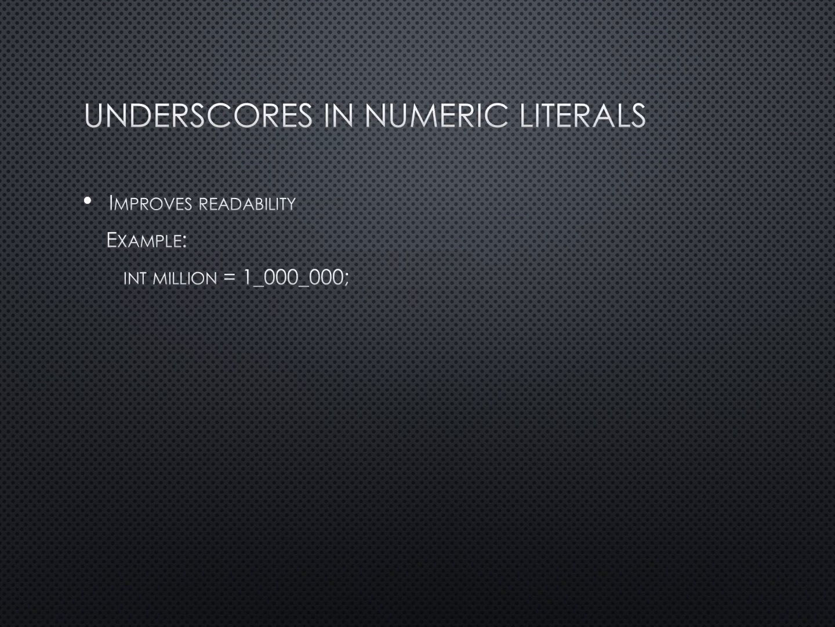The next one is the underscores in numeric literals. To make large numbers more readable, Java allows underscores in numeric literals. For example, instead of writing 10 lakh, we can write 1_00_000. Both mean the same thing, but the second version is much easier to read. This feature was added in Java 7.